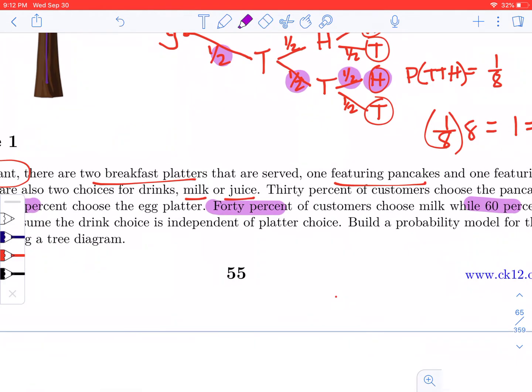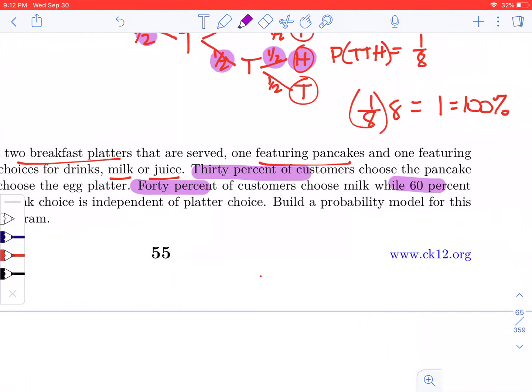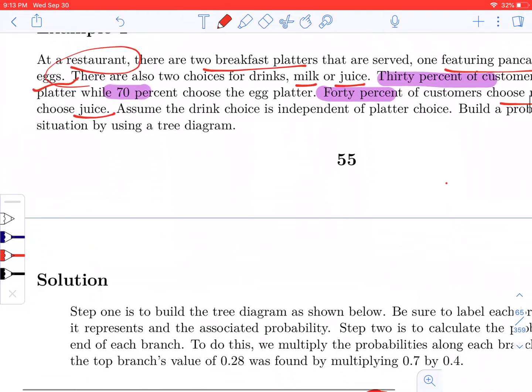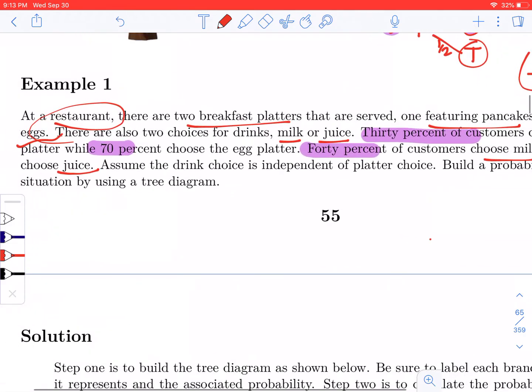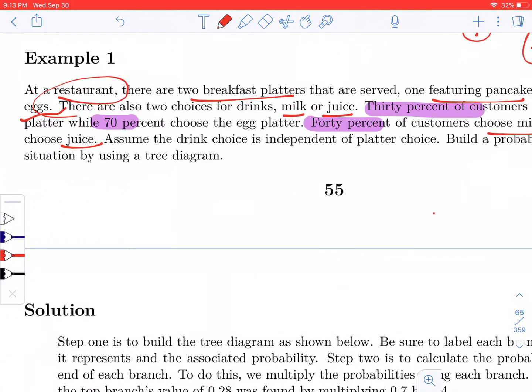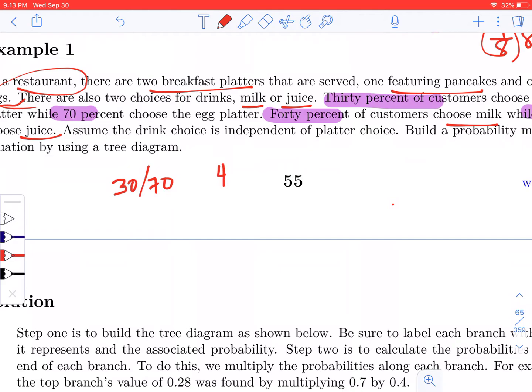Okay. Now, we know that 30% of customers choose the pancake platter, while 70% choose the egg platter. And 40% of customers choose the milk, while 60% of customers choose the juice. I clearly would not be attending this particular restaurant. So we have 30-70, 30 choose the pancake, love the pancakes, and notice those two account for 100, and then 40 and 60 for the beverages, 40 milk, 60 juice, and I agree with the juice people there.